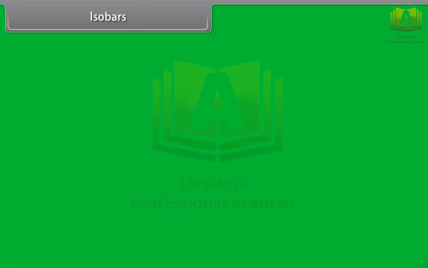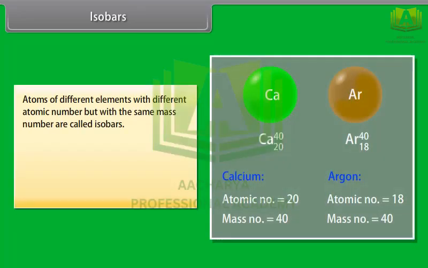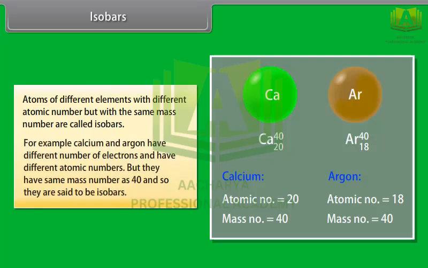Isobars. Atoms of different elements with different atomic number but with the same mass number are called isobars. For example, calcium and argon have different numbers of electrons and different atomic numbers. But they have the same mass number, 40, and so they are said to be isobars.